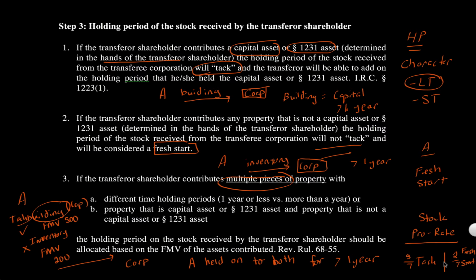This is what happens when we have multiple pieces of property that are different with respect to some are capital assets or 1231, which again, those tack, and the others don't. If all the pieces of property are 1231 or capital and they've all been held for longer than a year, then the stock automatically is considered long-term tacking. You don't have to look at the days. You don't have to say, okay, well, the building, which is capital, was held for 3 years. Some land, which is 1231, is held for 6 years. You don't care about that. As long as it's more than a year, everything's long-term. The issue is whether tacking happened with respect to the stock. We use the fair market value.